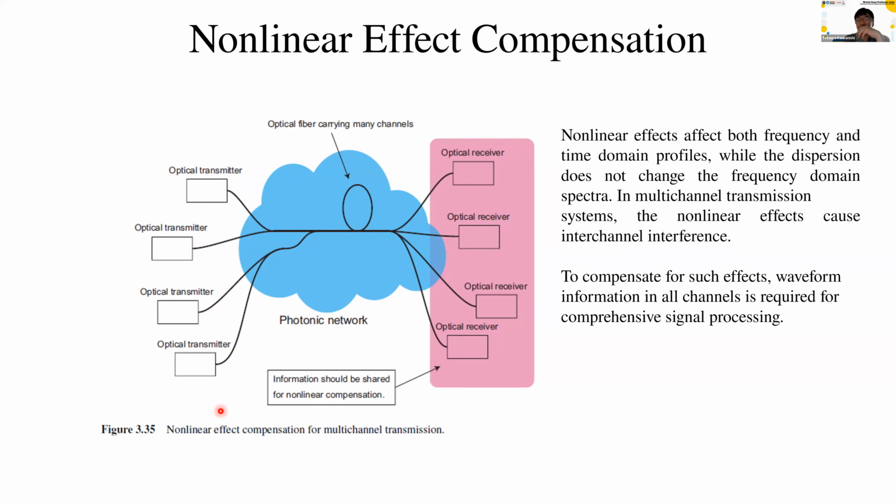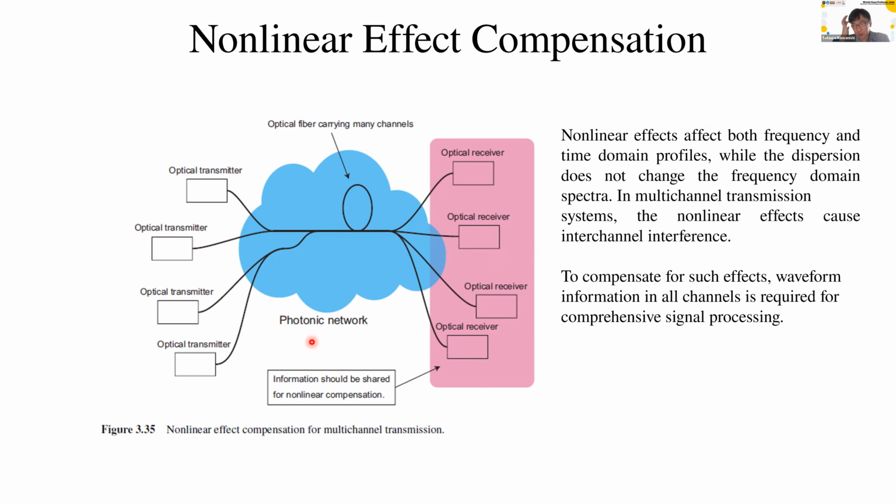Here is an example to show the difficulty and importance of the nonlinear effect compensation. We can put many optical signals in an optical fiber. If all the transmitters and the receivers are placed in the same place, we can gather all the information. Maybe the required computational power would be large, but anyway, we can compensate nonlinear effect.